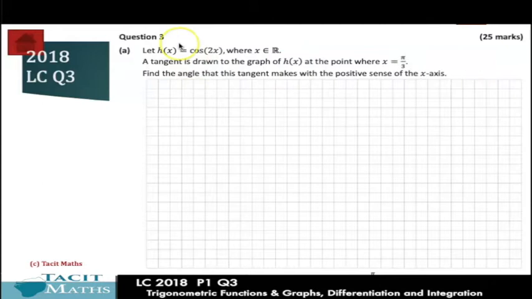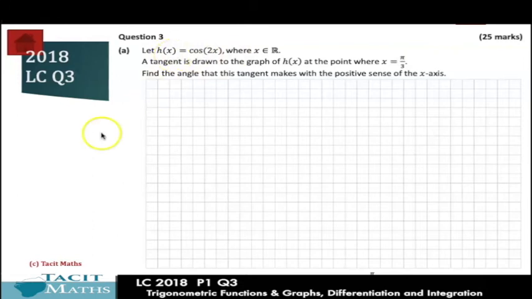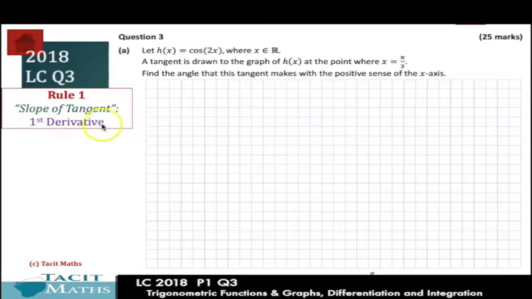So let's see, we're trying to make associations in our head, because it's not immediately obvious how we're going to do this. What are they talking about here with this angle? But this is the first clue, a tangent. As soon as you see a tangent in relation to calculus, you're thinking, find the tangent, you're looking for your first derivative. That's what helps us get the slope of a tangent.